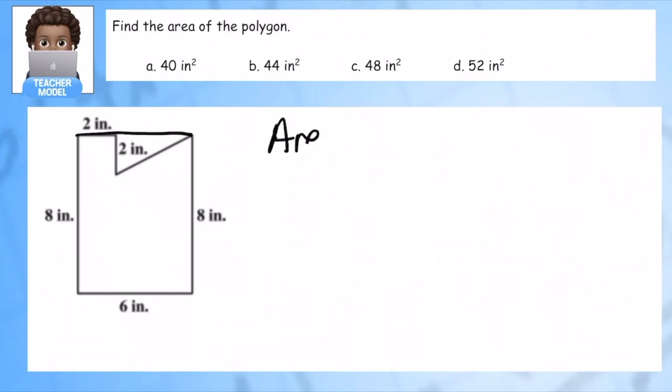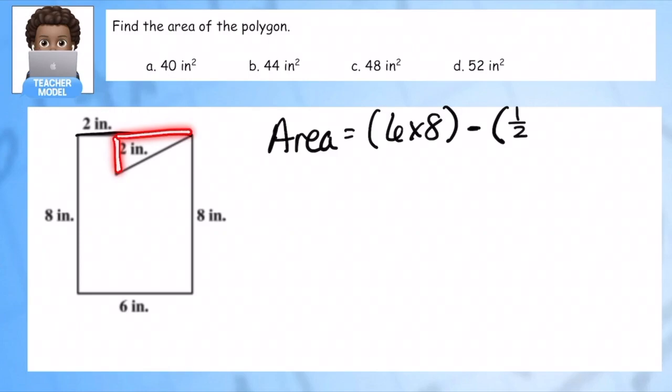So my area of the big figure is 6 times 8. Minus, let's find the area of that little triangle. So my base would be 2. This part is 2, so what would be the height? I know from here to here is 6, and from here to here is 2, so this part has to be 4. So 1/2 times 2 times 4.